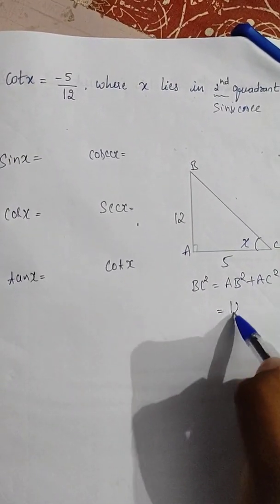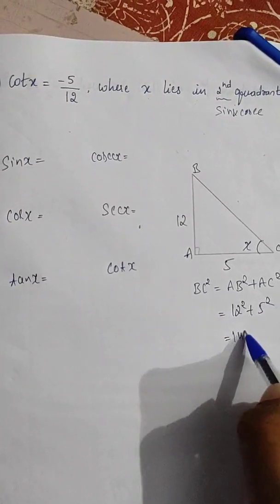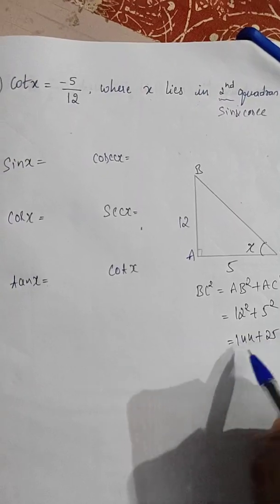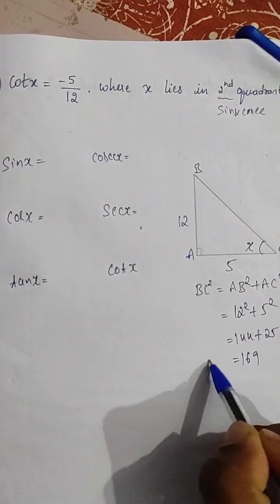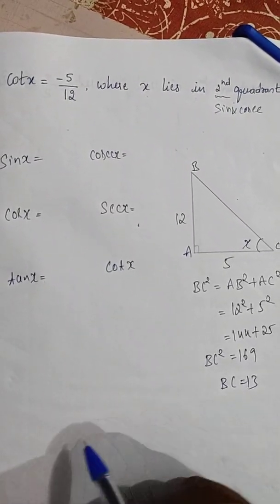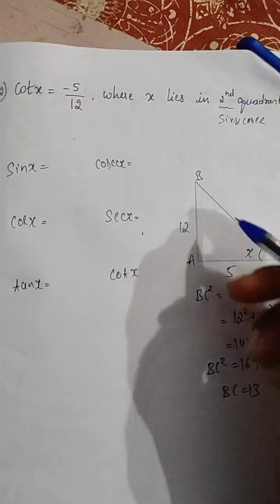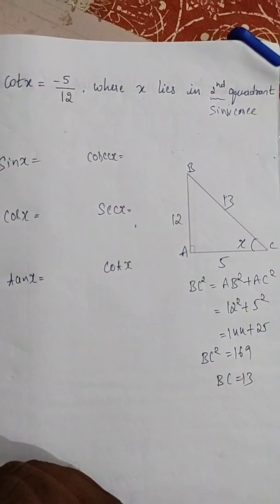So now what will you write? 12 square plus 5 square. 12 square is what? 144. 5 square is what? 25. 144 plus 25 is 169. So BC square is equal to 169. What is BC? It is 13. BC is 13. Here the hypotenuse will become 13. Okay? So we'll write the ratios now.